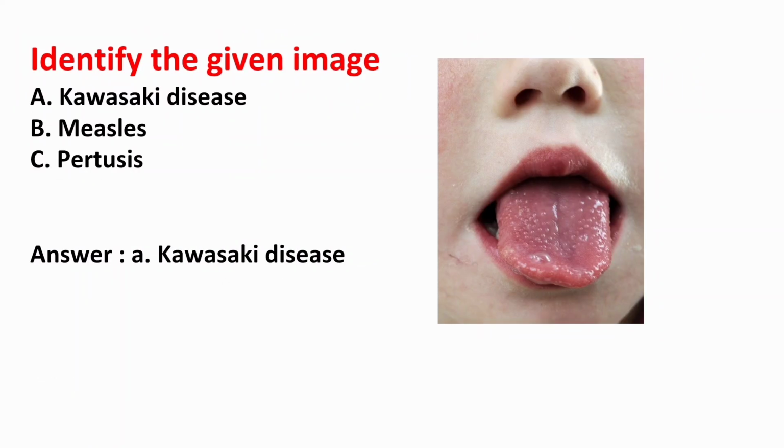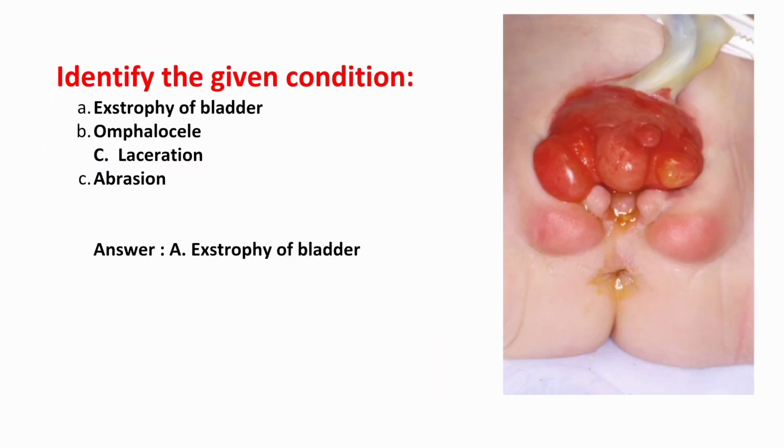Identify the given image. A. Kawasaki disease. B. Measles. C. Pertussis. Answer: A. Kawasaki disease. Identify the given condition. A. Exstrophy of bladder. B. Omphalocele. C. Laceration. D. Abrasion. Answer: A. Exstrophy of bladder.